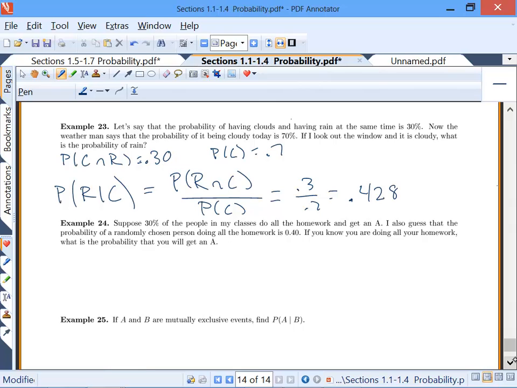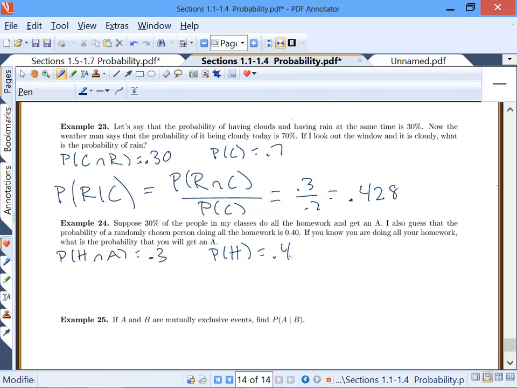So for our next example, suppose 30% of the people in my class do all the homework and get an A. So that means the probability of homework and an A equals 30%. By the way, I just made up these numbers. Don't base your grade off of them. And I also guessed that the probability of a randomly chosen person doing all of the homework is 0.40. So that's just the probability of homework is 0.4.